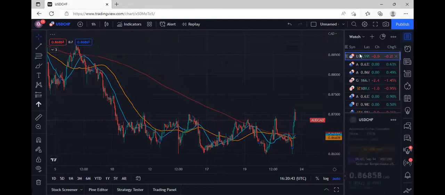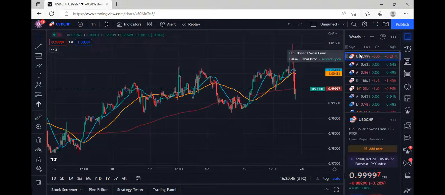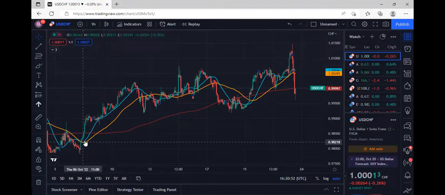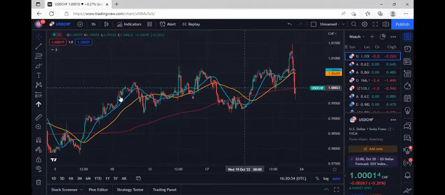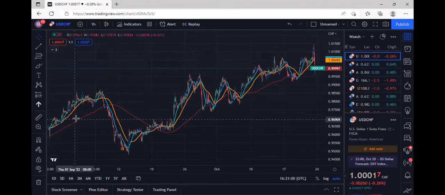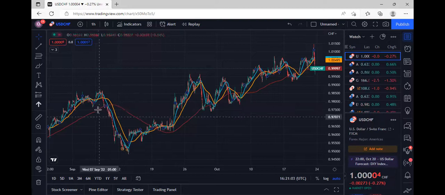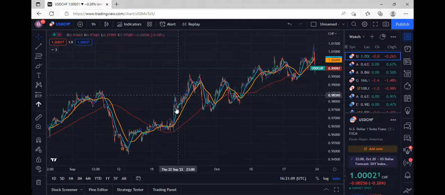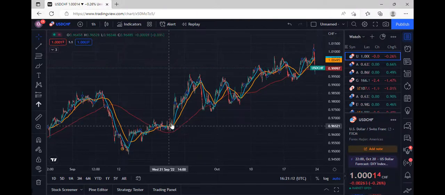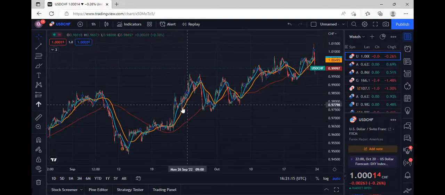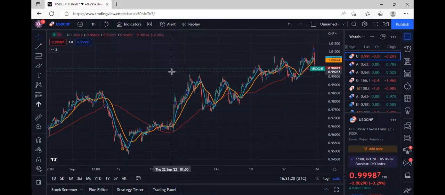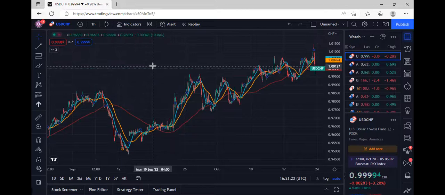Another pair that I can look at, but let me not exhaust this particular strategy, because it's a good strategy. Once you see a crossover, once you see the market above this particular red line, you're buying the market. Once you see price below this particular red line, you're selling the market. Once you see the yellow line below the blue line, you're buying the market. Once you see the yellow line above the blue line, you're selling the market. That's all about the moving average crossover strategy.